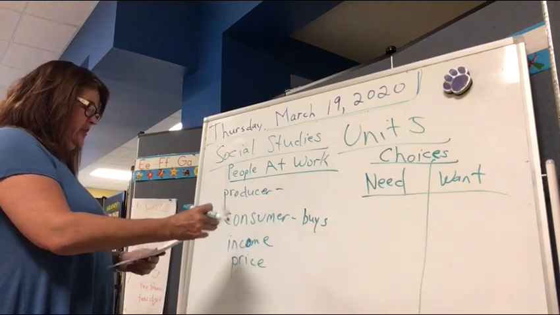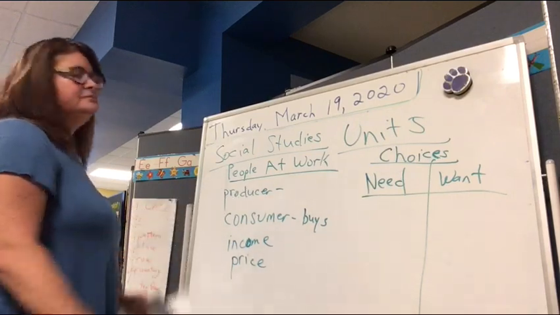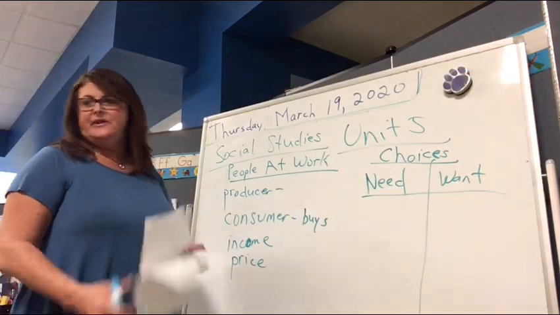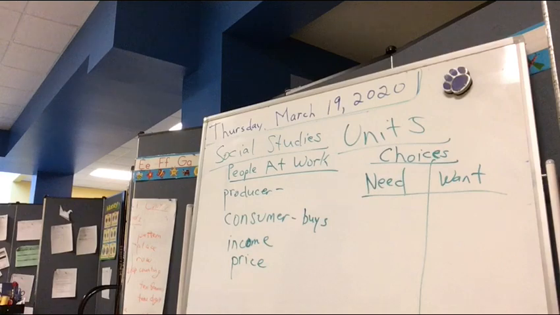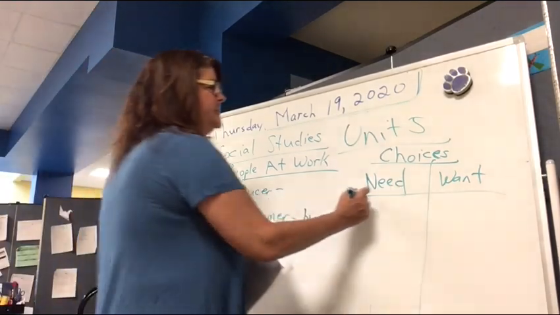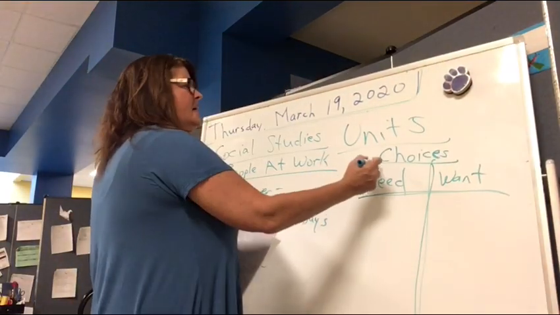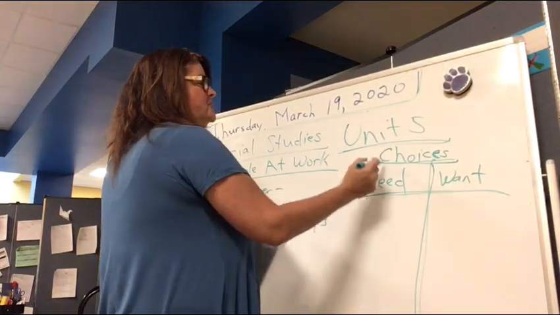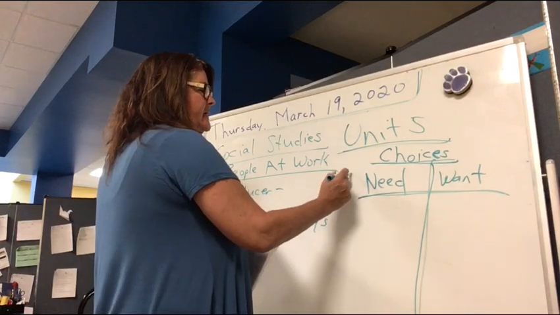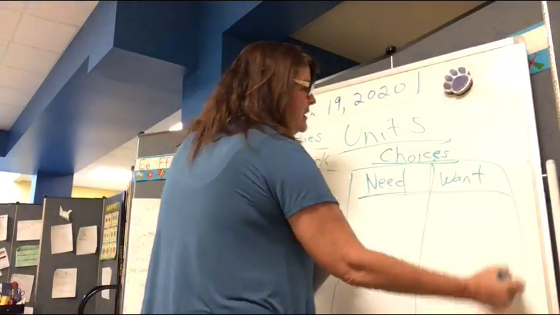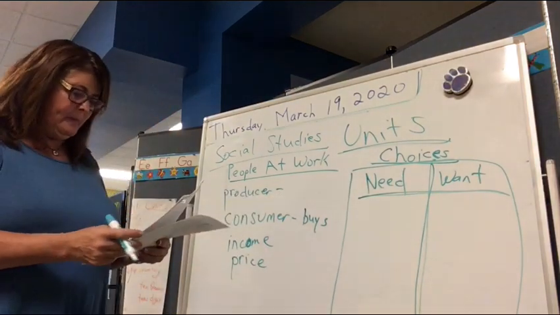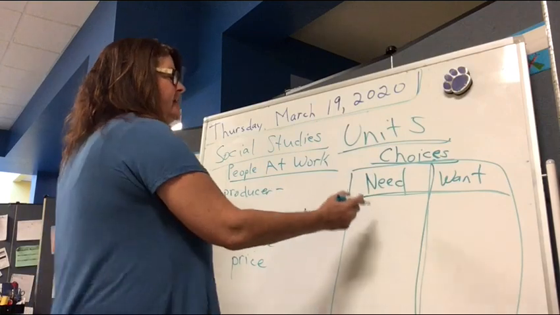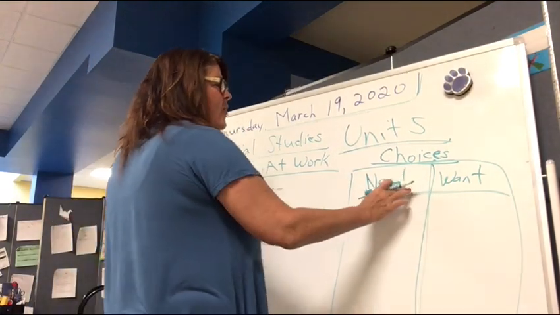So, in your journal on the next clean page, I want you to make a T-chart like this and put on top Unit 5, choices. My needs and my wants. You're going to write what are some things that are needs and what are some things that are wants.